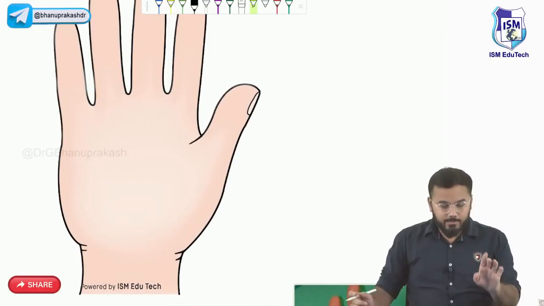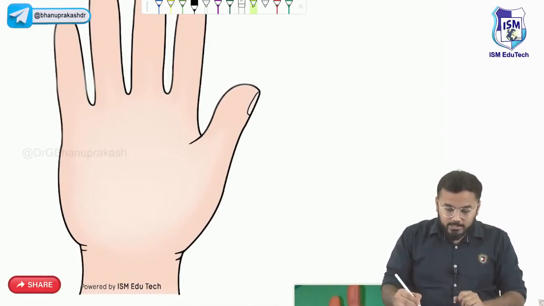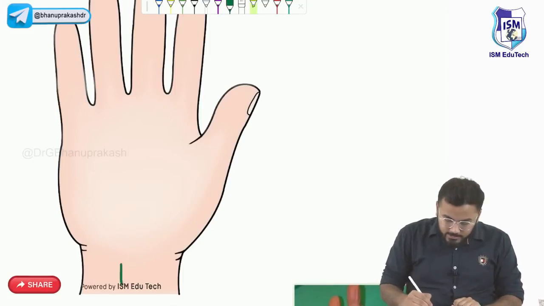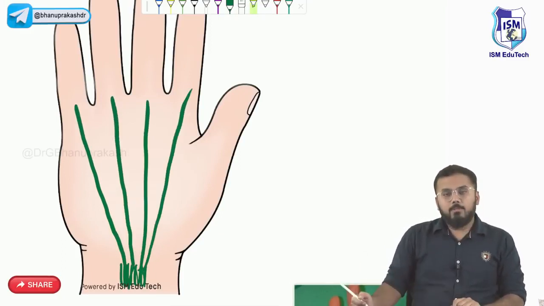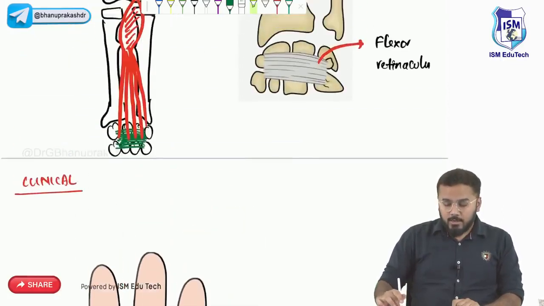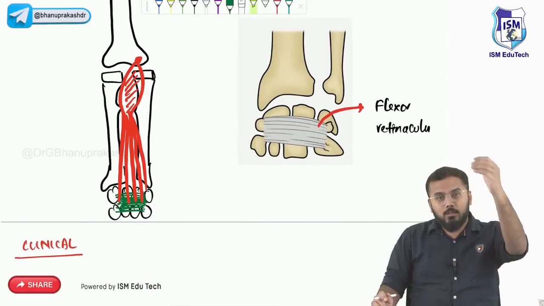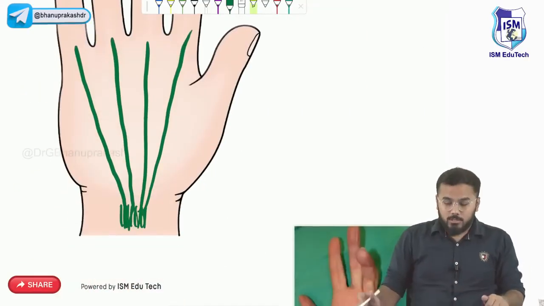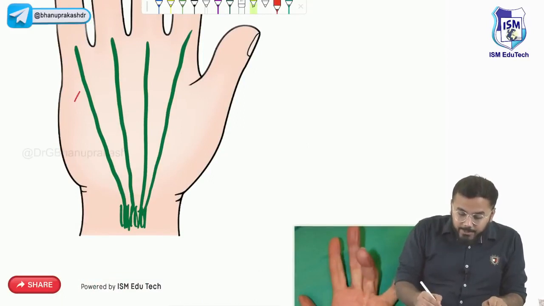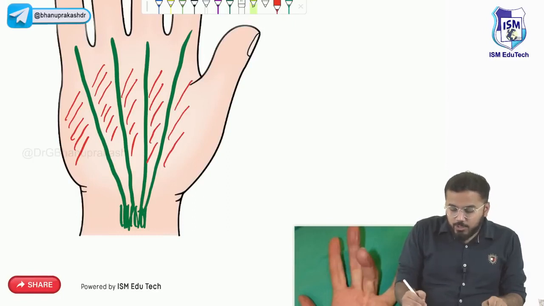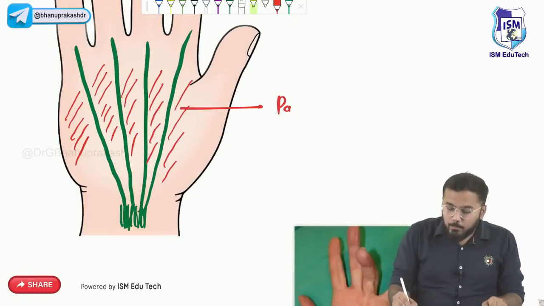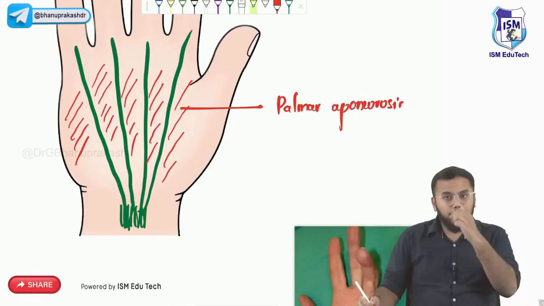Next important muscle. But before going to that, one very important clinical point I want to tell you here. This is the palmaris longus, right? So this is the tendon of palmaris longus. 1, 2, 3, 4. Tendons of palmaris longus. I told you palmaris longus is having 4 very long tendons. But the important thing is that in between these tendons, we have got a fibrous tissue like this. This fibrous tissue is called palmar aponeurosis.